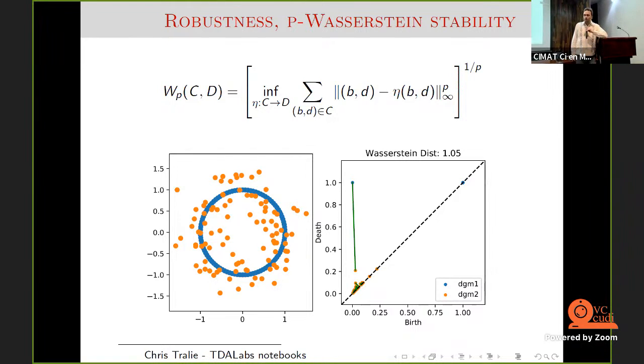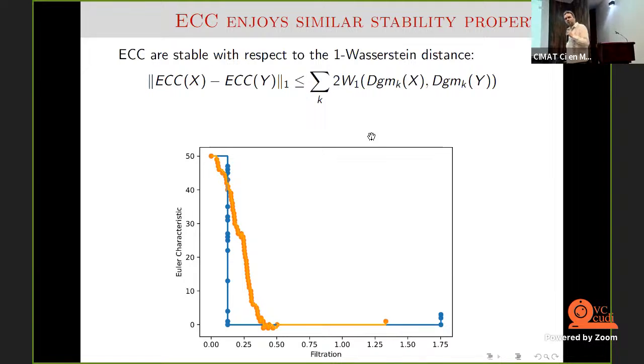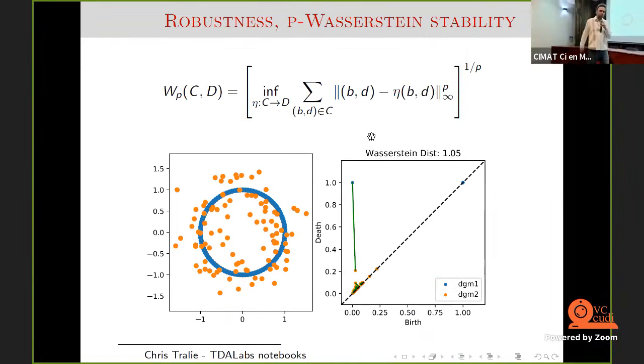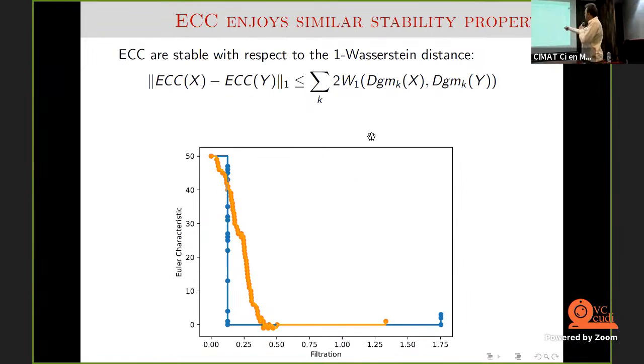For many years, people thought that the Betti curves are not stable, and yet they are. They enjoy the same stability property as persistent homology. Over here we have again blue and orange Euler characteristic curves corresponding to the two point clouds over here. And what we know right now is that such an inequality holds: the completely standard L1 distance between Euler characteristic curves is bounded by a small constant times the sum of the distances of persistence diagrams in the corresponding dimension. So that thing is also nice and stable.